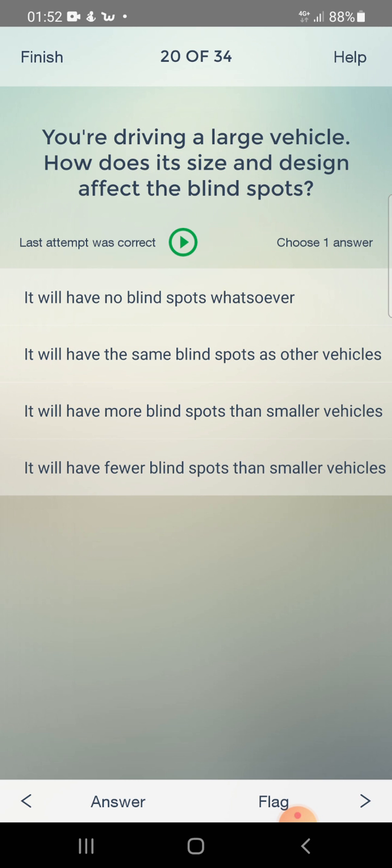You are driving a large vehicle. How does its size and design affect the blind spots? It will have no blind spots whatsoever. It will have the same blind spots as other vehicles. It will have more blind spots than smaller vehicles. I think third, it will have more blind spots than smaller vehicles.